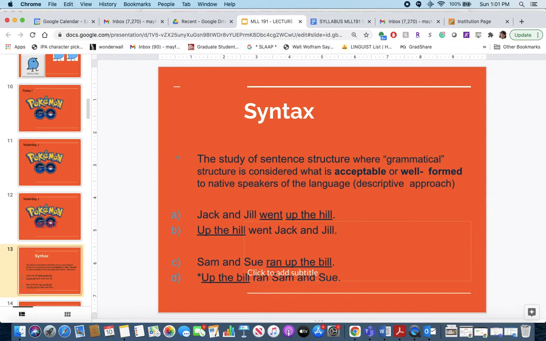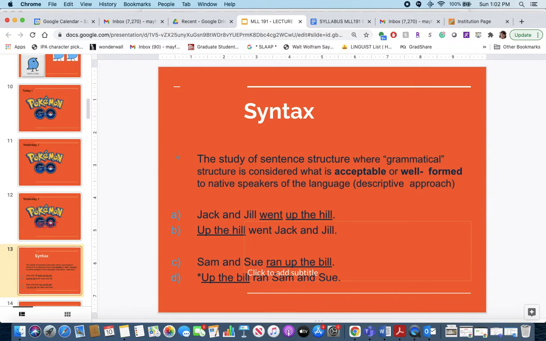Syntax is, again, talking about where the structure of grammatical is considered to be acceptable or well formed, and this is according to the native speakers of the language. So, for example, if you have the sentence Jack and Jill went up the hill, you can then switch the object, right, up the hill, to the very front of the sentence. So you'd say up the hill went Jack and Jill, and that's a perfectly fine sentence.